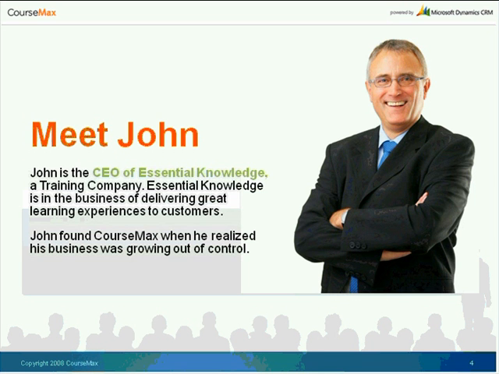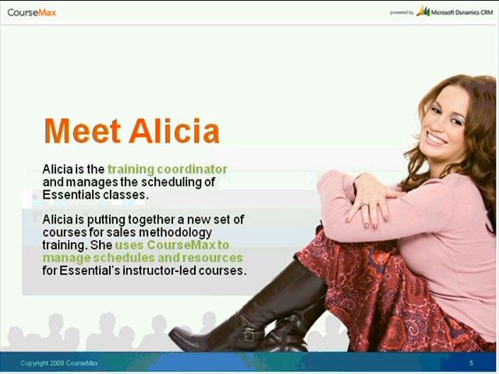So John here, eventually his business grew, things got out of control. They realized that the systems and the methods that they had in place, the business processes, were no longer working for his company. Now, Alicia is the training coordinator, and she manages all of their scheduling. She wears a lot of hats. This is a typical role in the training organization, and Alicia has a new set of courses for sales methodology. John made the wise decision to buy CourseMax, and so Alicia is managing all the schedules and resources right inside of CourseMax.